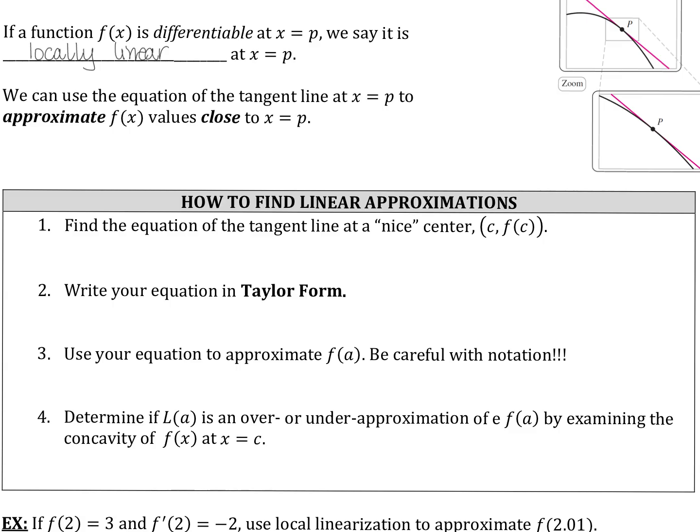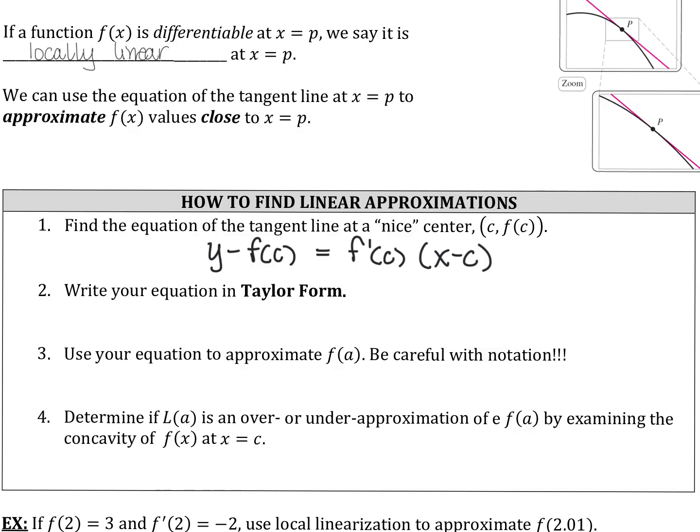But if we're trying to find the equation of a tangent line at a nice point, we would say that the equation of this tangent line would be y minus f of c, so y minus the y value, equals the derivative of the function evaluated at this point, times x minus c.